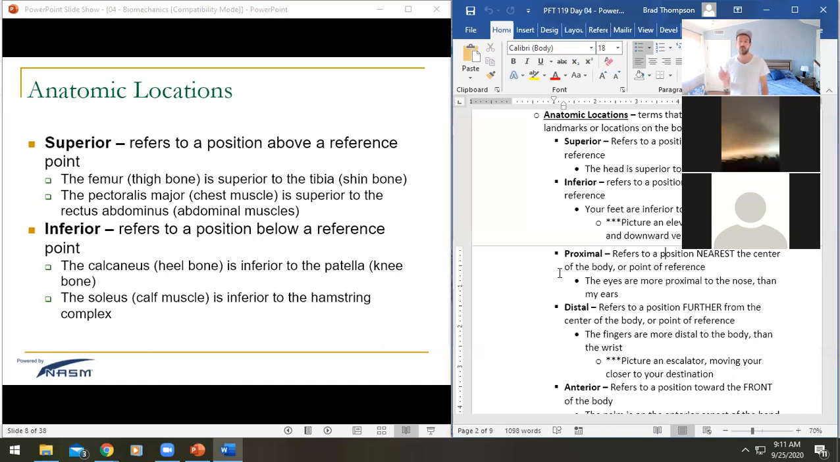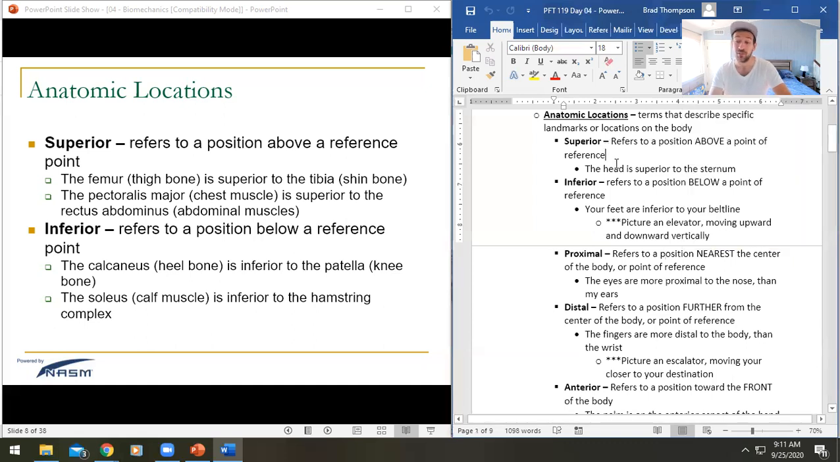I could say like the opposite of Superman. I totally said Superman. The opposite of Lex Luthor is, and then you would figure it out. So opposites are a super, super helpful way of memorizing this material. All right, so superior is a position above a point of reference. Inferior is a position below a point of reference, right?